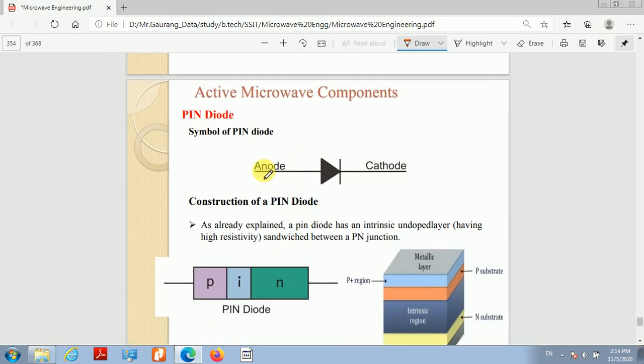Okay, so if you look at the symbol of the PIN diode, then its symbol is almost similar to our normal PN junction diode.